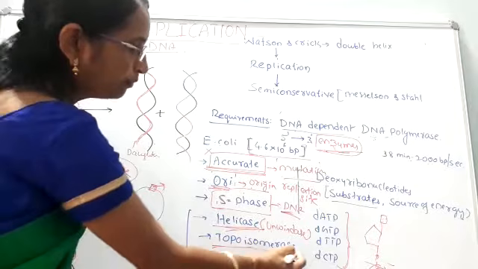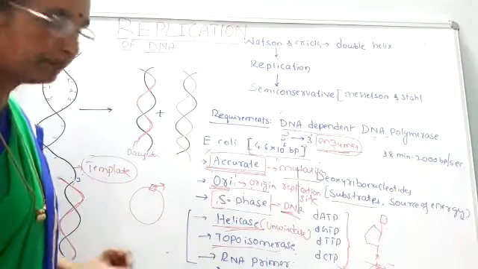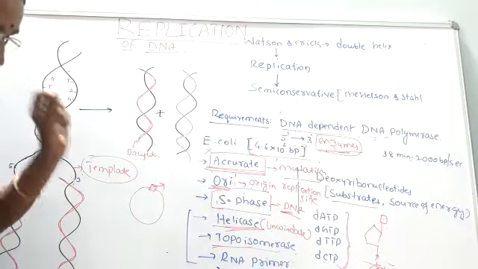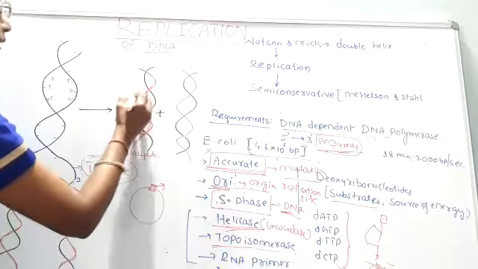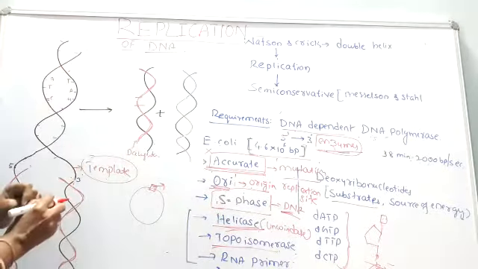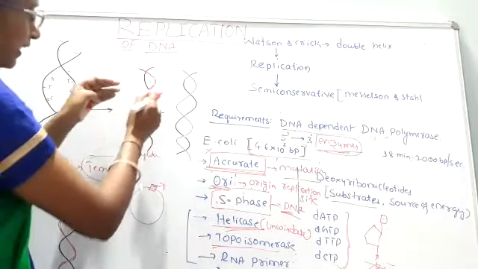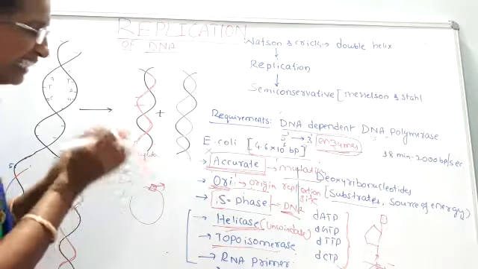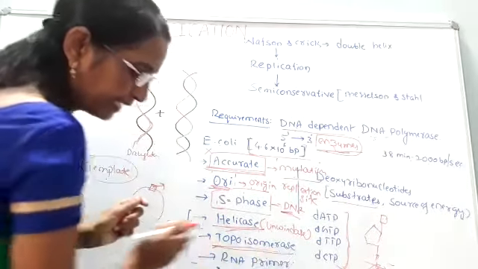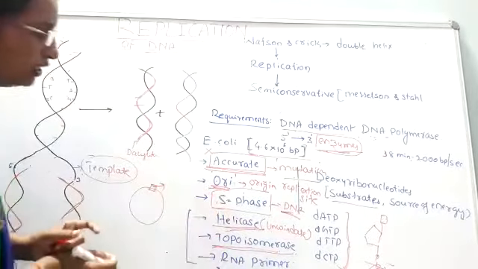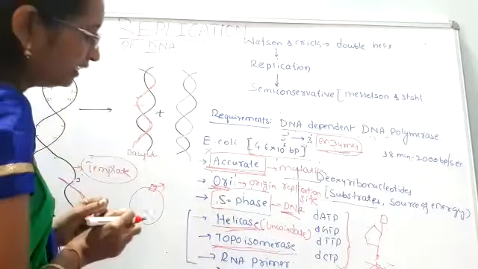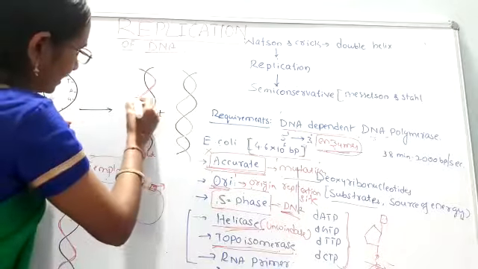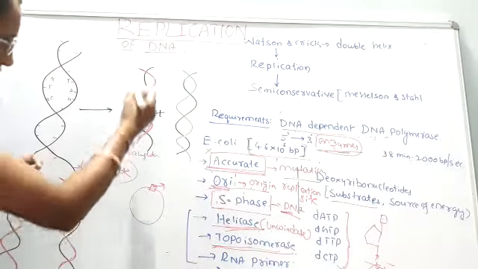Similarly, the topoisomerase enzyme. What is the role of this enzyme? Topoisomerase is an enzyme which is essential for breaking. It breaks the DNA, and it also reseals the DNA. That means breaking and resealing of the DNA fragment or strand is done by the topoisomerase enzyme. For breaking hydrogen bonds and also for the breaking of the DNA strand, topoisomerase is essential. Not only breaking, it also reseals the DNA fragments or strands.